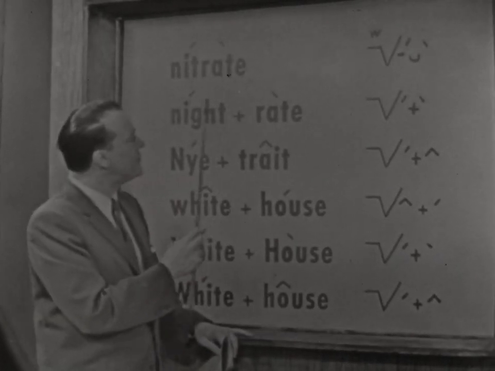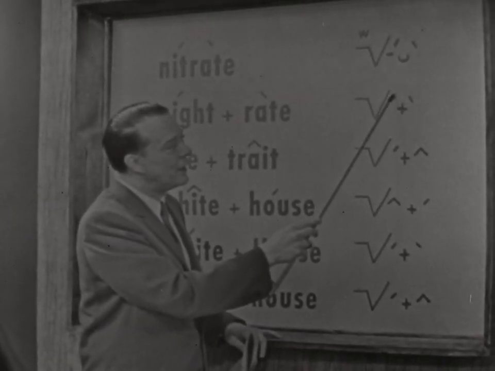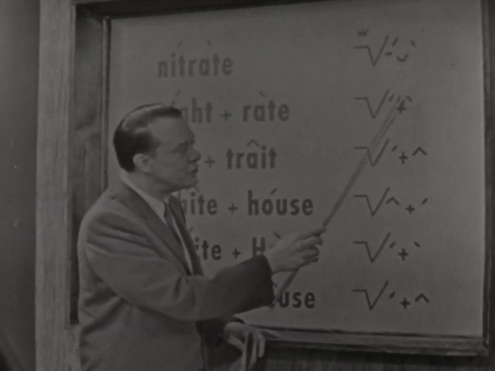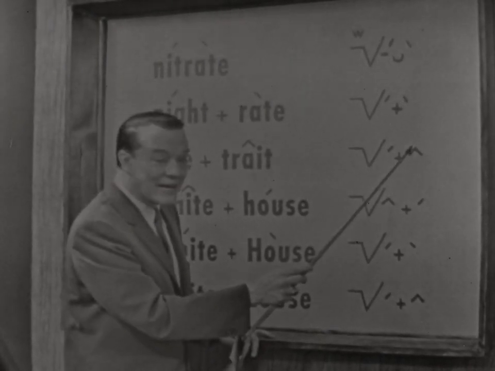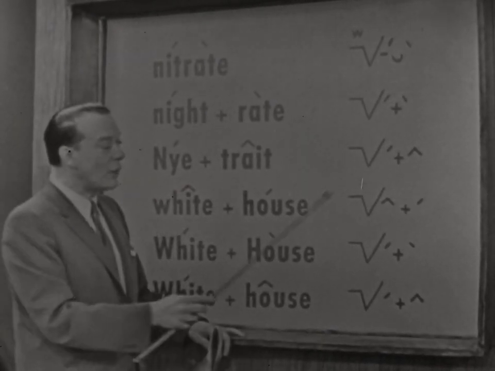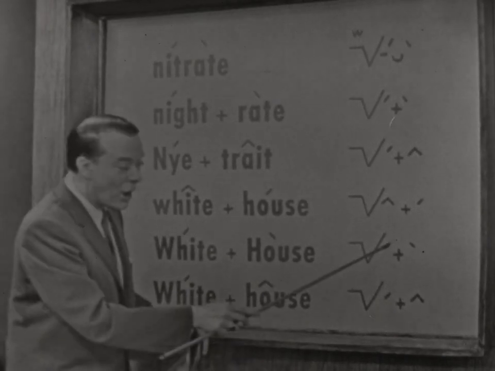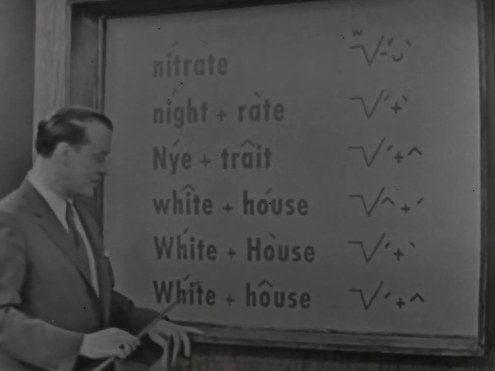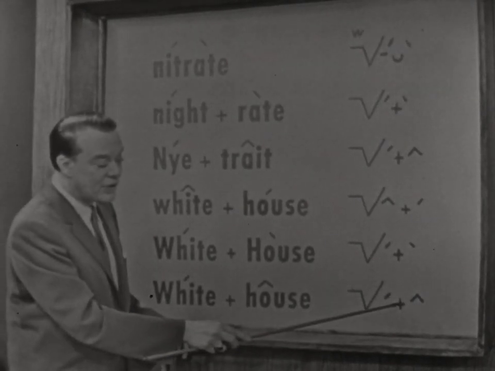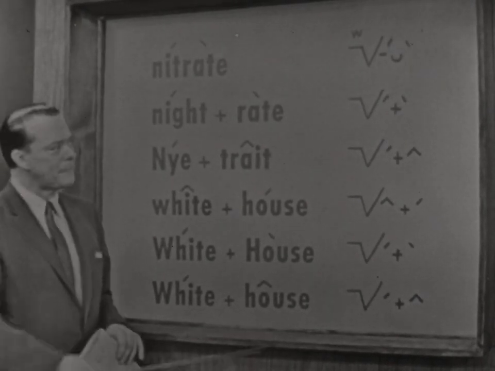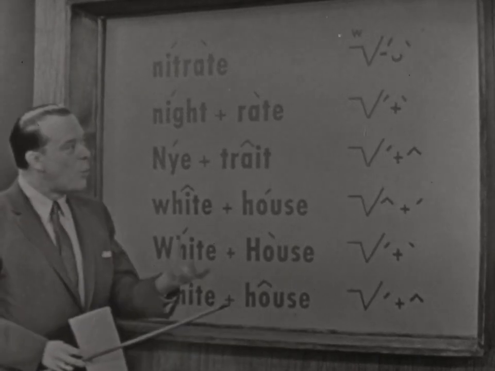So the picture then of the phrase superfix that puts the word night and the word rate together in the phrase is this one. Picture primary stress plus juncture tertiary stress. For nitrate, primary stress plus juncture secondary stress. For White House, secondary stress plus juncture primary stress. For White House, primary stress plus juncture tertiary stress. And for White House, the house owned by the White family, primary stress plus juncture secondary stress. These phrase superfixes then, these are the key to how words get put together.